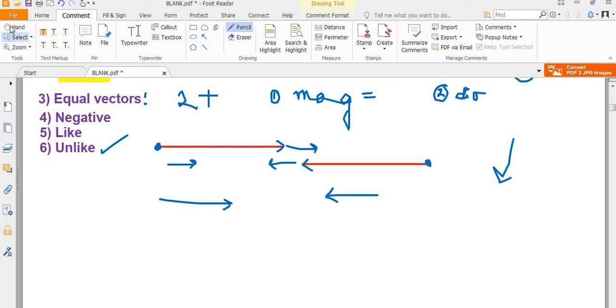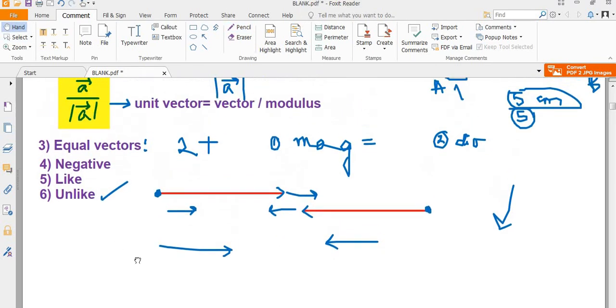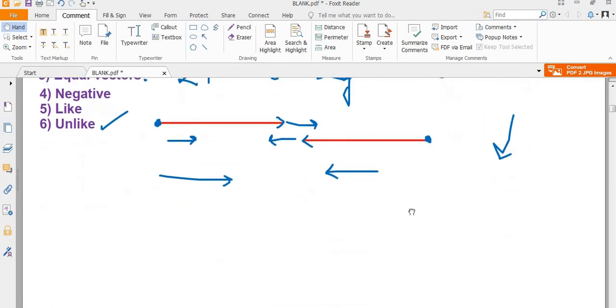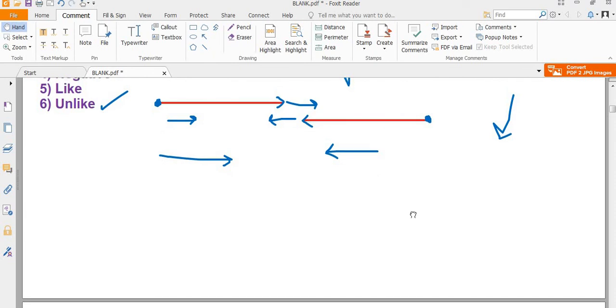So like this, we can have equal vectors, negative vectors, like vectors and unlike vectors. There are also a couple more types of vectors which we'll be discussing in the next episode.